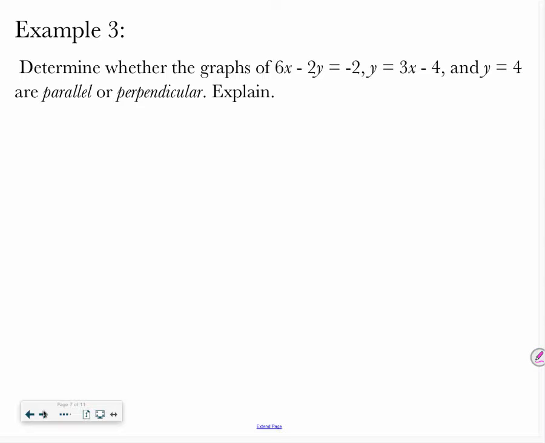So we have 3 different equations here, and the easiest way to compare equations is if they're all in the same form. So notice that we have a y equals and a y equals. So let's change our first equation to be in a y equals form. So we have 6x minus 2y equals negative 2.